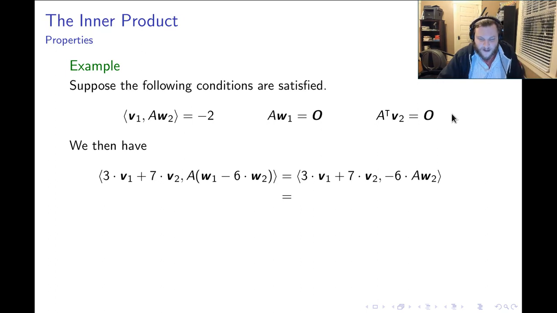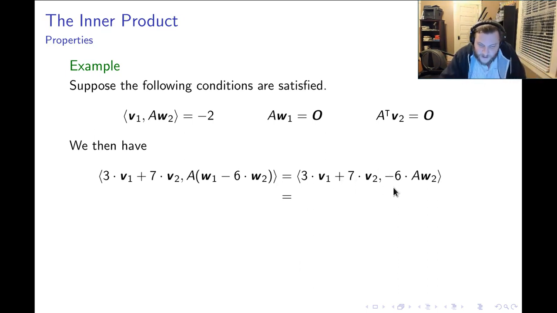Well, the first step says, let's take a closer look at the second vector we're taking in our inner product. We're multiplying A by w1 minus 6 times w2, but we happen to know A times w1 is 0, so when I distribute my A here, I kill the w1 and I'm left with -6 times A times w2. So that's kind of cool. By using the fact that A times w1 is 0, we've simplified our expression just a little bit.